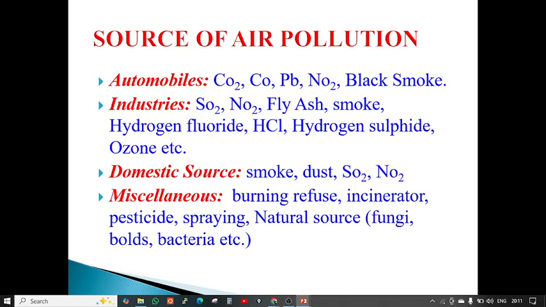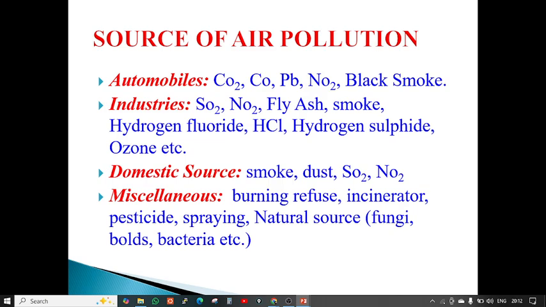Because whenever you see the automobiles' exhaust, it creates huge smoke released to the atmosphere. And obviously, the atmosphere is a very big entity, so it can dilute it. But when you take this air pollutant along with the oxygen into your body, it creates various health issues. In industry also there are sulfur dioxide, nitrogen dioxide, fly ash. Fly ash is not a gas; it is a dust. When it is also emitted along with the chimney smoke, fly ash also creates very serious health problems. Smoke, hydrogen chloride gases, hydrogen sulfide, ozone, etc.